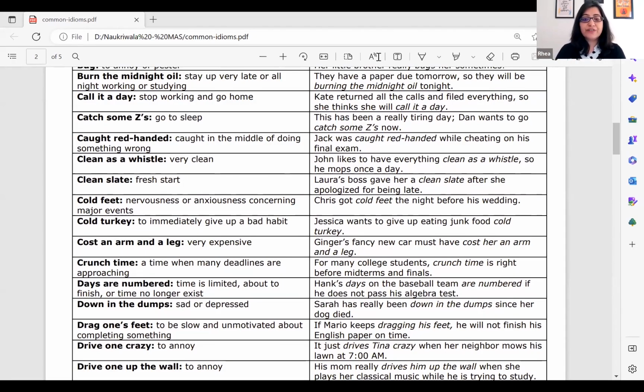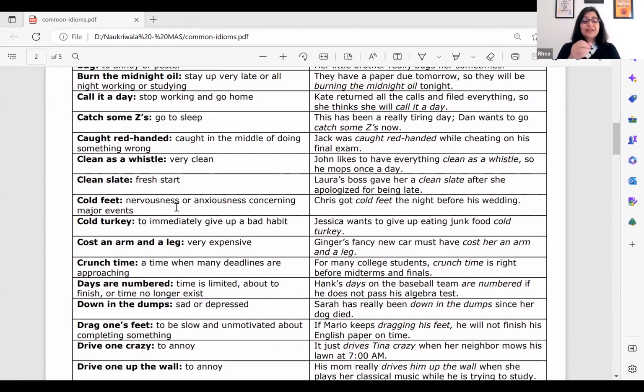So let's say we end the session and then I say, let's call it a day. It means, okay, we can now stop working and we can just go back to doing something which is a leisure activity, right? So for cold feet, I get cold feet whenever I enter the examination hall.